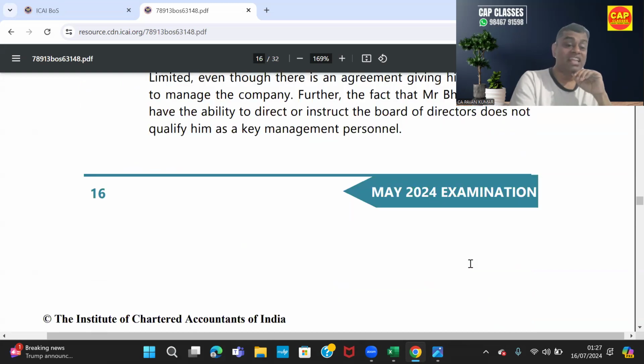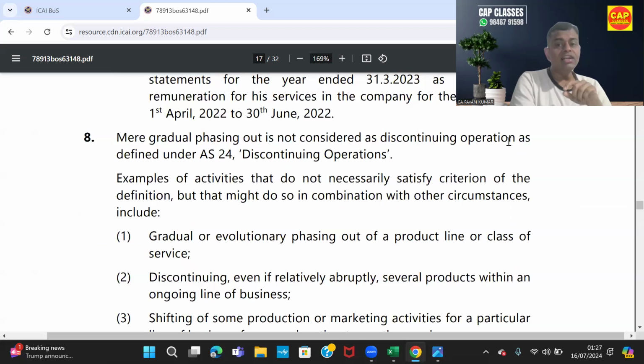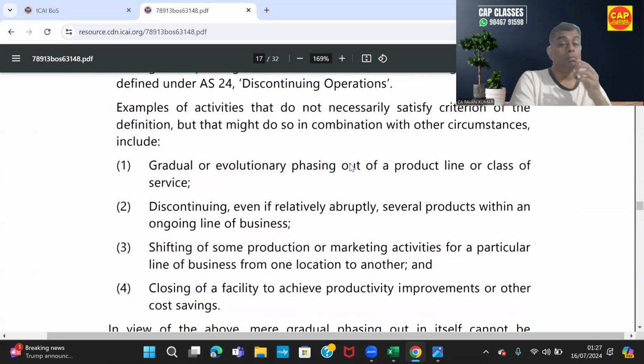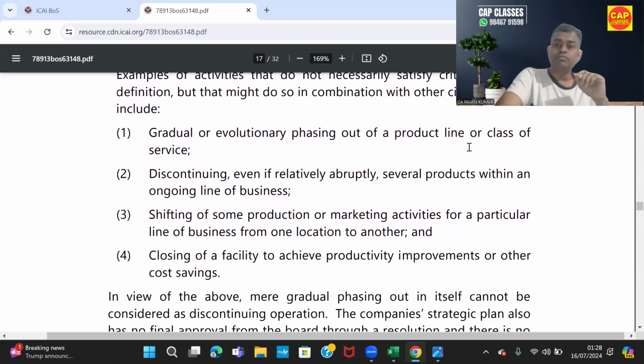Okay, now look here. 8th question. Mere gradual phasing out is not considered as discontinuing operation. Why? Examples of activities that do not necessarily satisfy criteria, but that might do so in combination. That means as such, per se, on the face of it, they are not discontinuing operations. But with some other information given in the question, they could be discontinuing operations, but as such, they are not. Gradual or evolutionary phasing out of a product line or class of service.